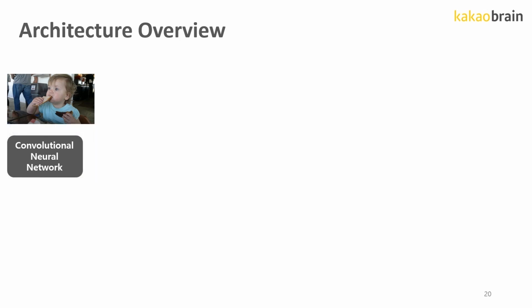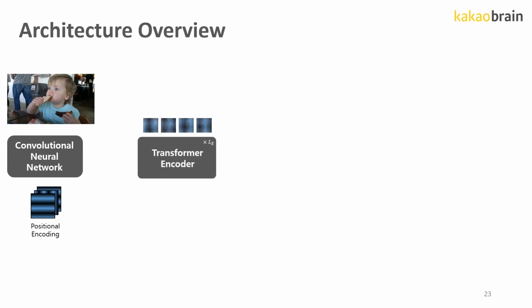In HOTR, we first feed the image to a CNN to get image features. Since the transformer is permutation equivariant, we add fixed 2D positional embeddings in order to retain the 2D structure of the image. The resulting feature set is passed to a transformer encoder.